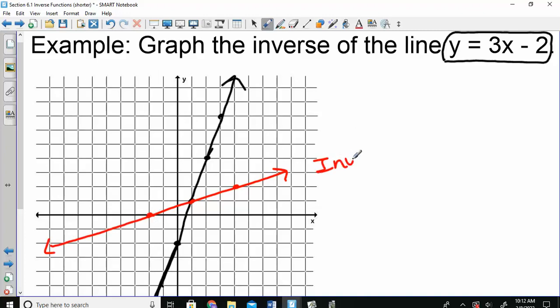So this is the inverse. So in graphing an inverse, all you have to do is find some points on the original and flip them. The line y equals x is the line with a y-intercept of 0 and slope of 1.